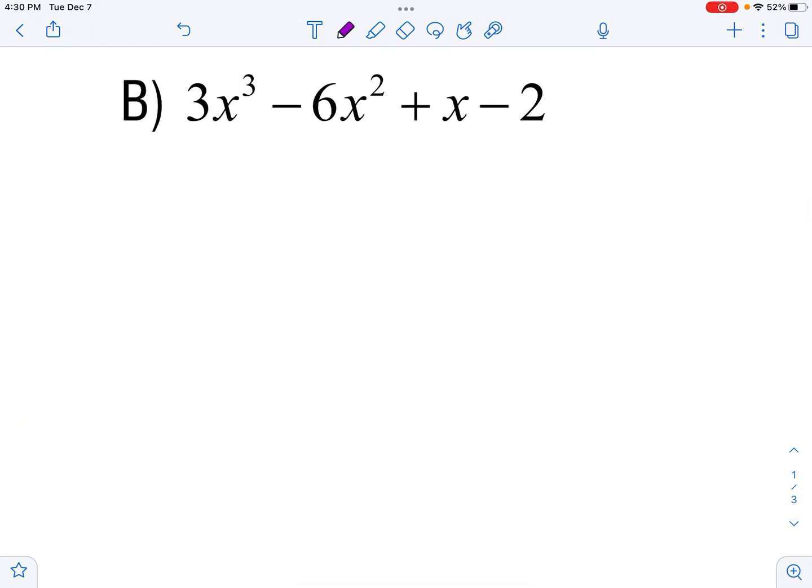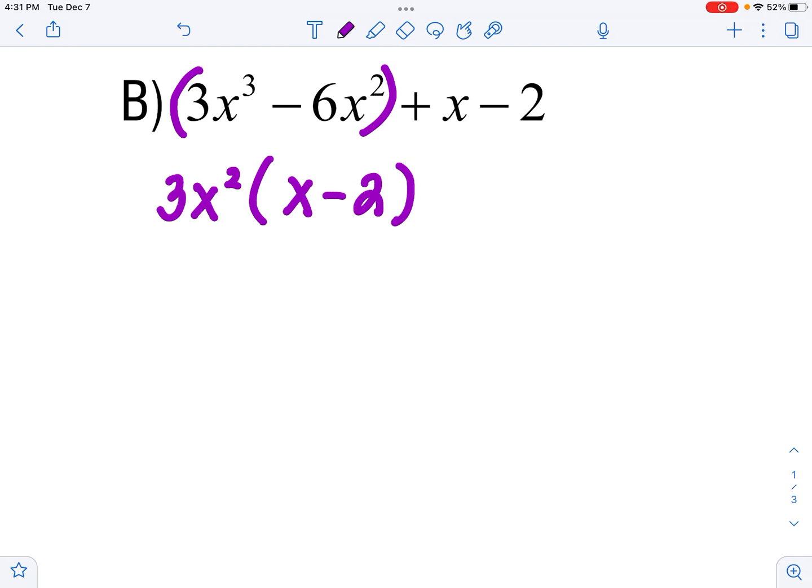All right, let's look at the next one. So 1, 2, 3, 4 terms. So I'm going to group the first 2 together, and I'm going to look for a GCF. They have a 3x squared in common. Factor out the 3x squared. I have x minus 2.